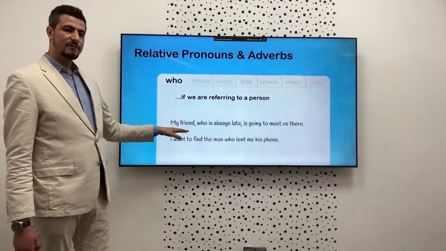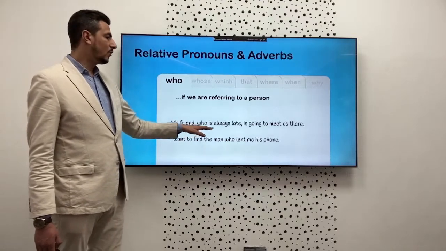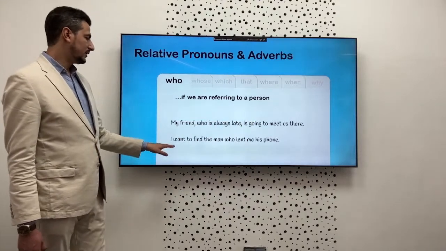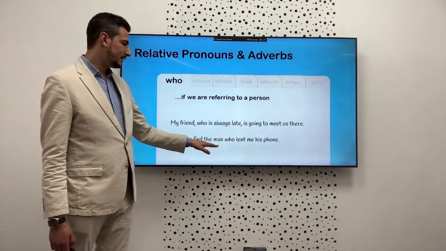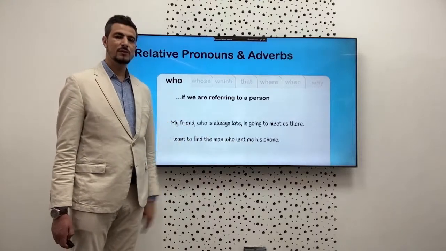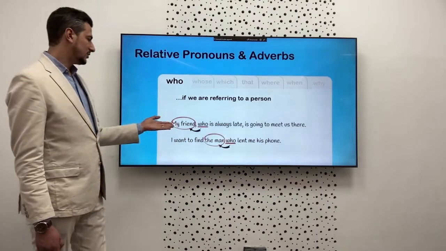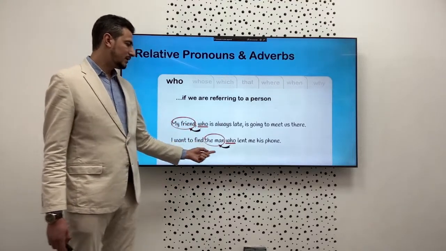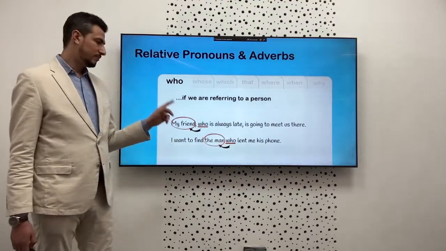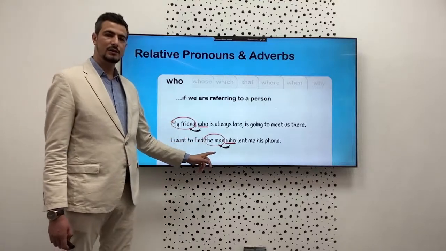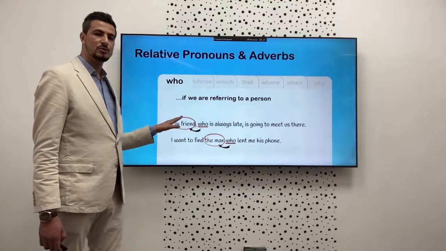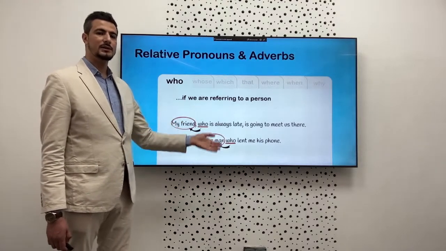So who should be used to refer to a person, like we can see in this example. My friend, who is always late, is going to meet us there. Or in the example, I want to find the man who lent me his phone. As you can see, my friend who and the man who, both my friend and the man are people. We use who to refer to people, and then we can add the information.